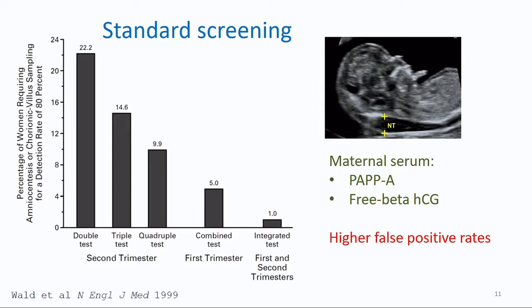And the most popular protocol that has been practiced around the world would be the first trimester combined test. And you can see that the first trimester combined test actually has about 5% false positive rate. And the question is, what does this mean? The difference in the false positive rates of the two approaches, what difference does it make in real life?